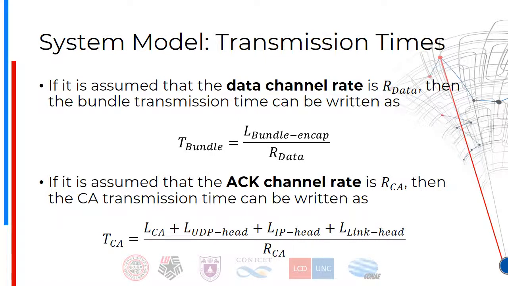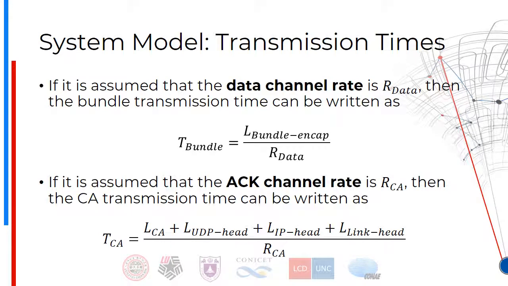From this size, we can derive the time occupation in the channel. So the time of a bundle is the size of this encapsulated bundle, encompassing all the overhead of the link layer, the network layer, and the transport layer, and the size of the bundle, over the channel data rate.